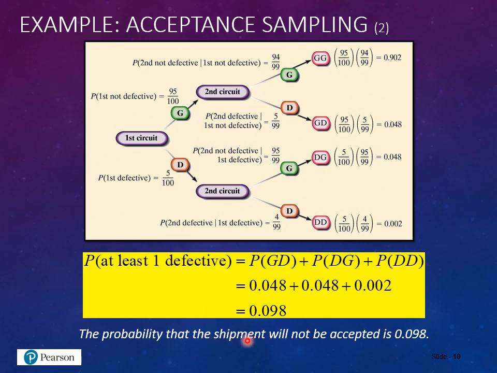The probability that the shipment will not be accepted is 0.098. So about 10% of the time, they are rejecting the package. They're not accepting it.